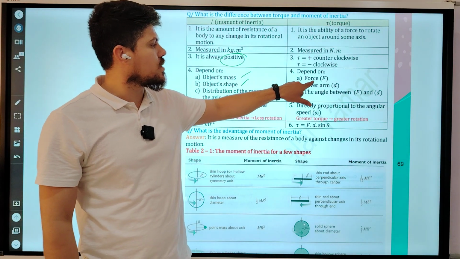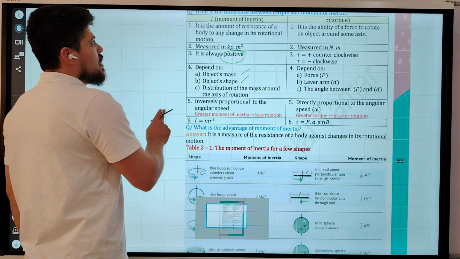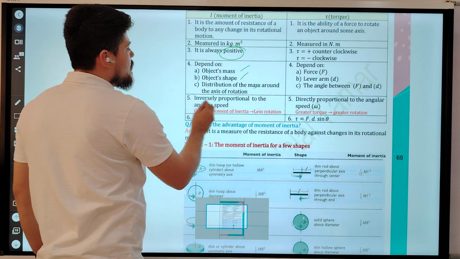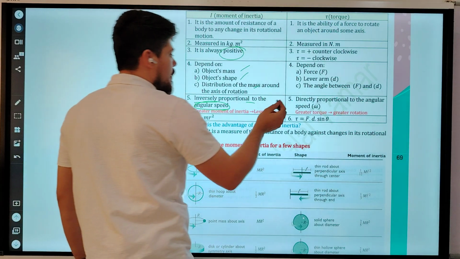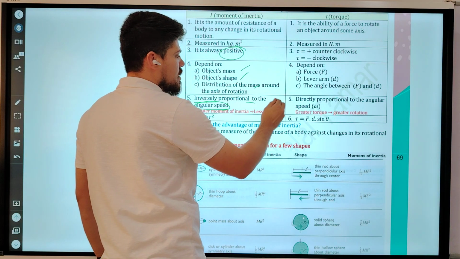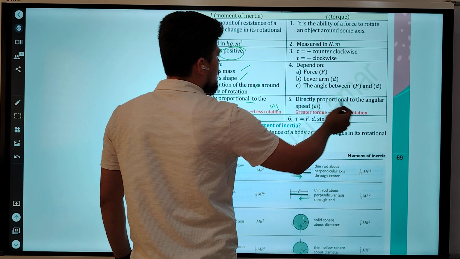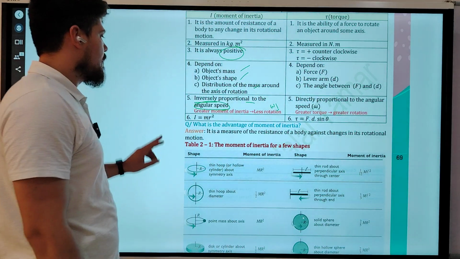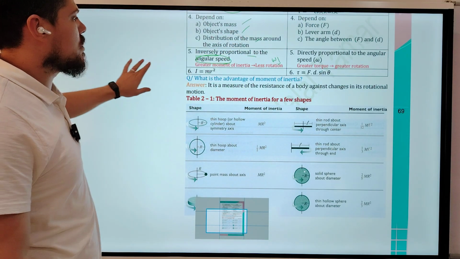But torque depends on what? Force, lever arm, and the angle between force and the distance. Moment of inertia is inversely proportional to the angular speed. Okay? Greater moment of inertia has less rotation, less angular speed. But torque is directly proportional to the angular speed. Moment of inertia is equal to mr squared. This is the general equation. Torque is equal to F d sine theta.